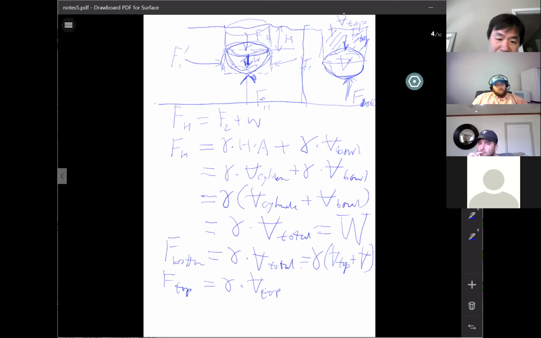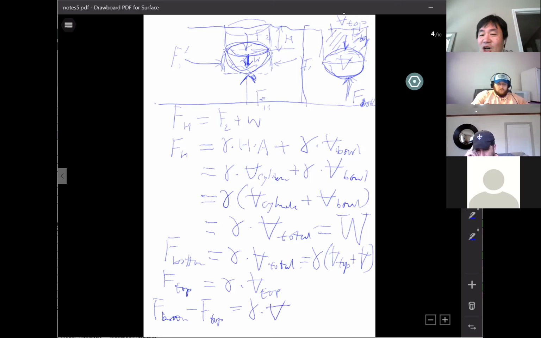Okay, so the difference, F bottom minus F top, will be what? Gamma times V top plus V minus V top. Okay, right? That V top is canceled. It becomes gamma times volume, which is the volume of the object.